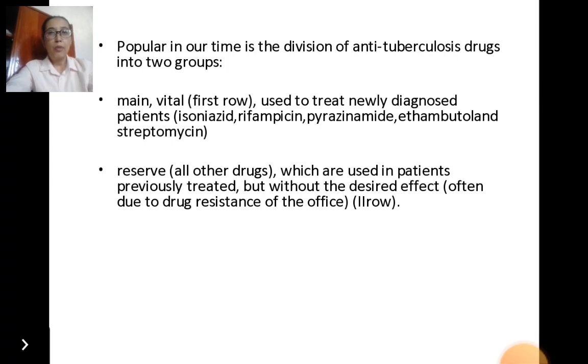Popular in our time is a division of anti-tuberculosis drugs into two groups: main or vital or first row, used to treat newly diagnosed patients. It is isoniazid, rifampicin, pyrazinamide, ethambutol and streptomycin. Reserve or other drugs, which are used in patients previously treated but without the desired effect, often due to drug resistance of the Mycobacterium tuberculosis, or it's called second row.